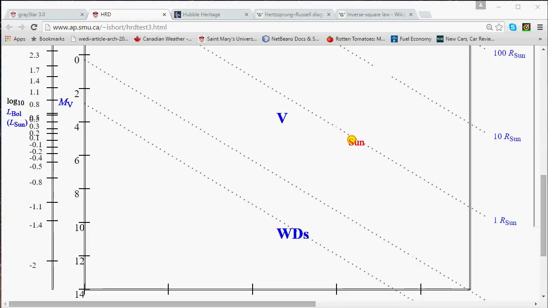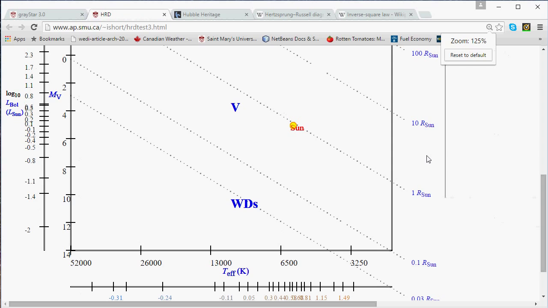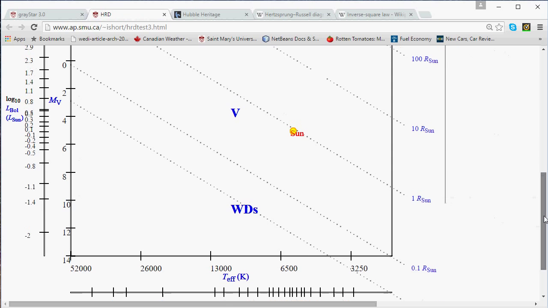So at this point, we've done a pretty good job of setting up and defining our HR diagram. So now we are ready to populate it with stars and see what happens. So I'm just going to zoom out here a little bit so that we can see a bit more of the big picture.